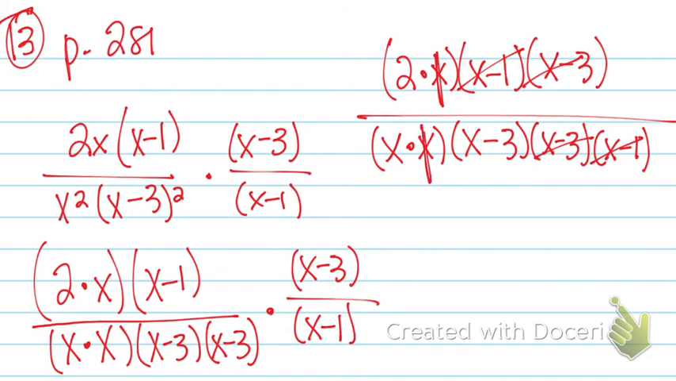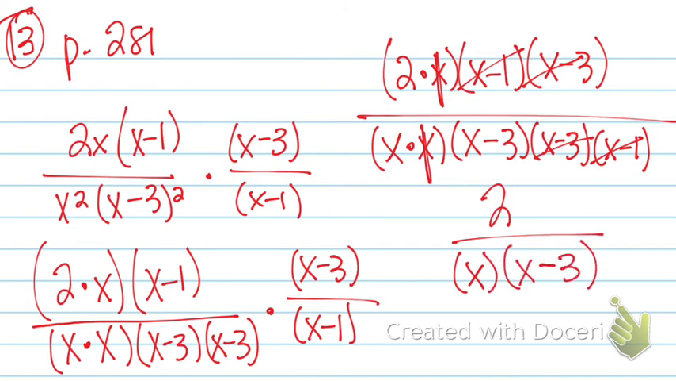Here's an x on the bottom. You didn't think you could do that? You can, because they're alike. It's times x, it's times x. So it's just 2 times. So what do I have left on the top? 2. What do I have left on the bottom? An x and an x minus 3. An x and an x minus 3.